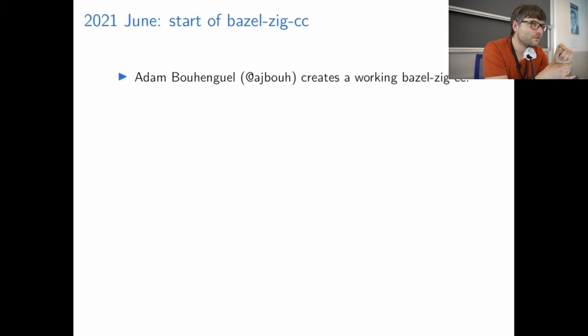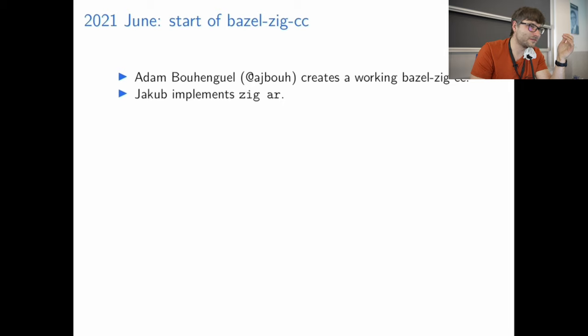And then in June, Adam created a very proof-of-concept Bazel Zig CC, a Bazel and Zig wrapper which enables a hermetic toolchain using Zig CC. I was like, wow. It was still missing a lot of things, but in principle it worked. For example, in the very first version, because Zig did not have AR, the archiver command, it was downloading the whole LLVM, half a gigabyte, just to use LLVM's AR. But for everything else, it was using Zig CC.